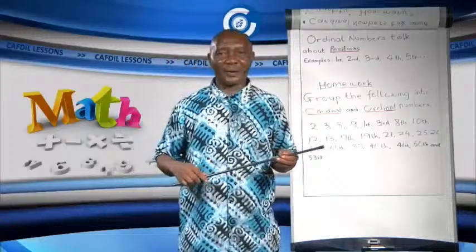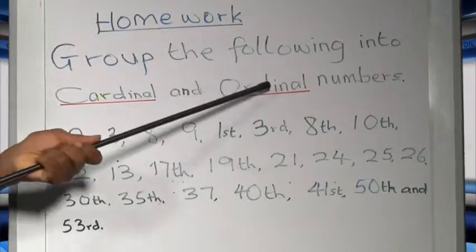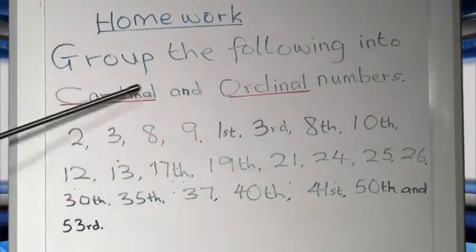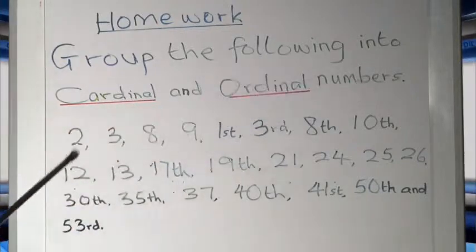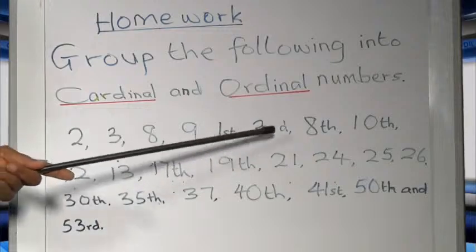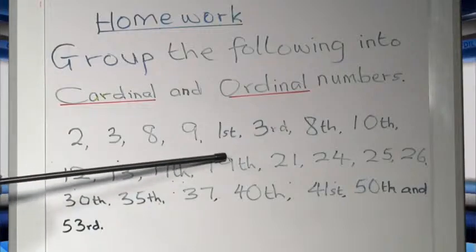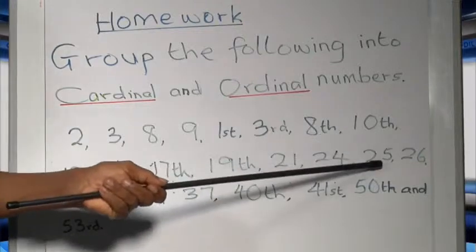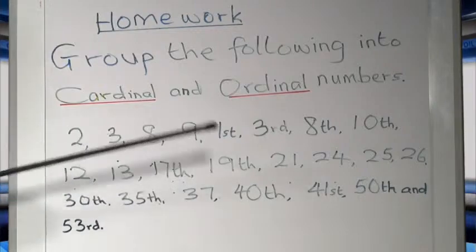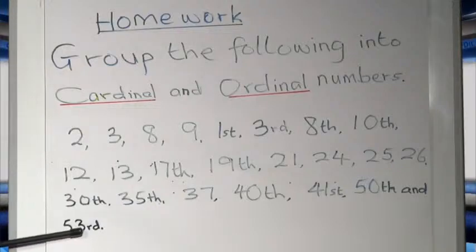Now let's look at our homework. Group the following into cardinal and ordinal numbers: 2, 3, 8, 9, 1st, 3rd, 8th, 10th, 12, 13, 17, 19, 21, 24, 25, 26, 30th, 35th, 37th, 40th, 41st, 50th, and 53rd. This is your homework.